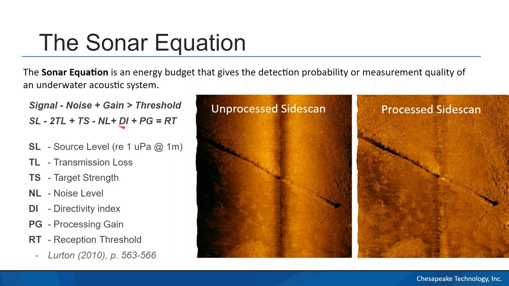Next step here is the directivity index, and I'll have to show you a picture of what that is. But when engineers design a transducer, they design it so that it is only enhancing noise, it's only listening in certain directions, and it tries to not listen to directions that we're not interested in. And that angular dependence is called the directivity pattern of the sonar, or the beam pattern of the sonar. And that has a big effect on what our data looks like.